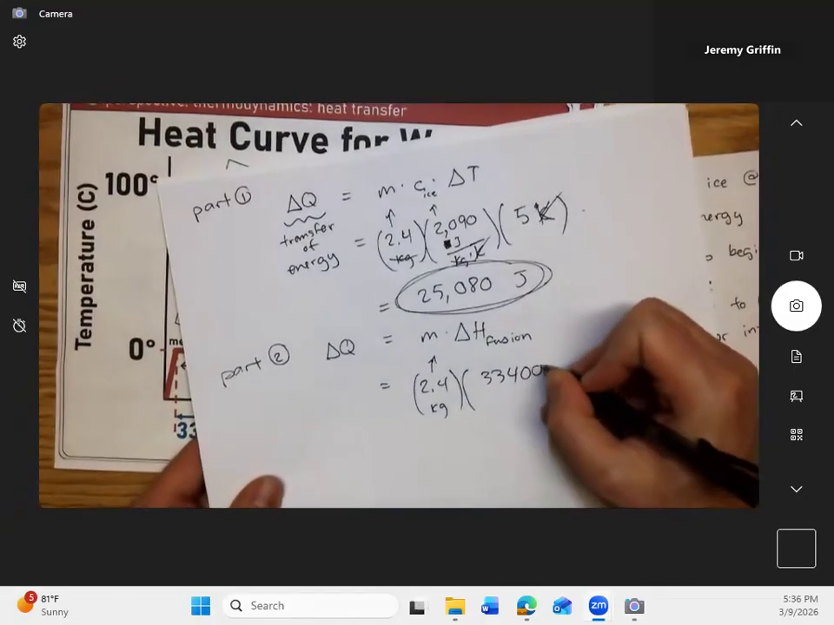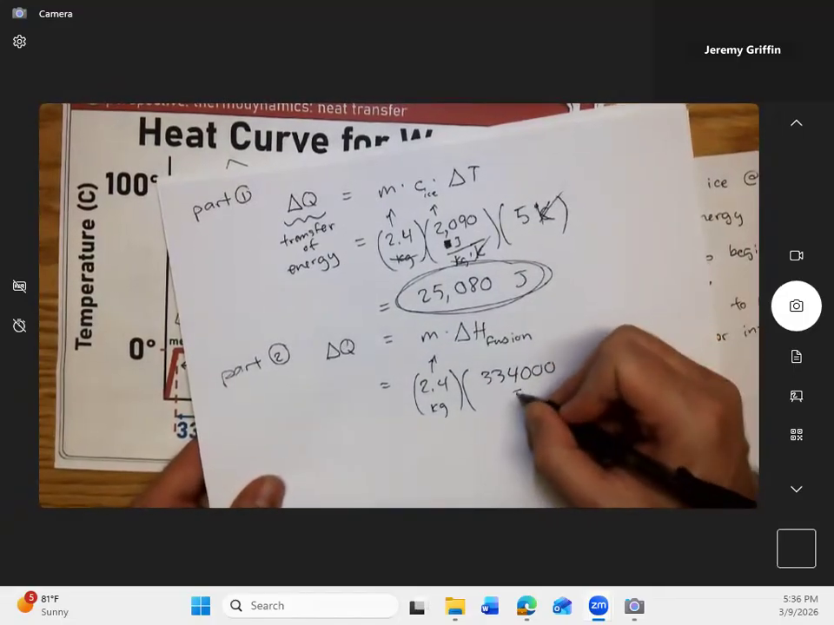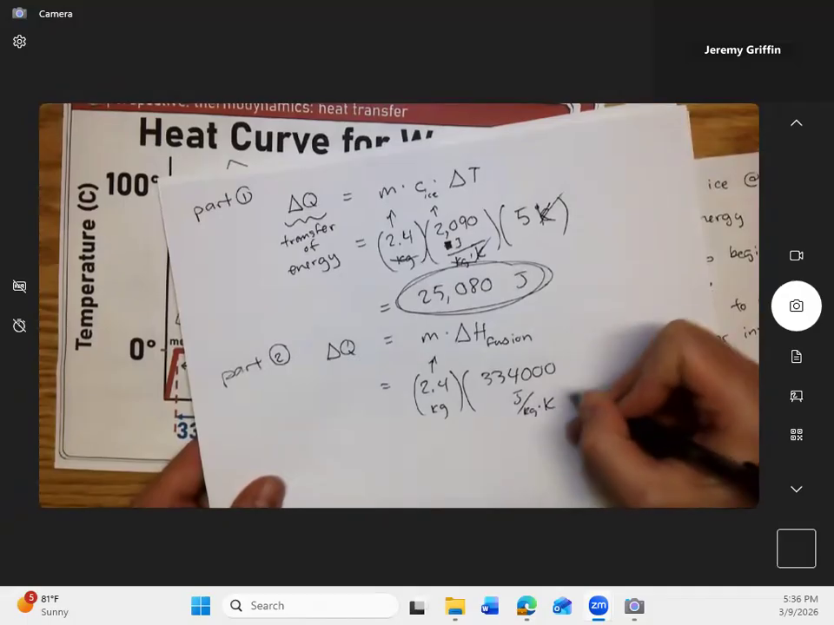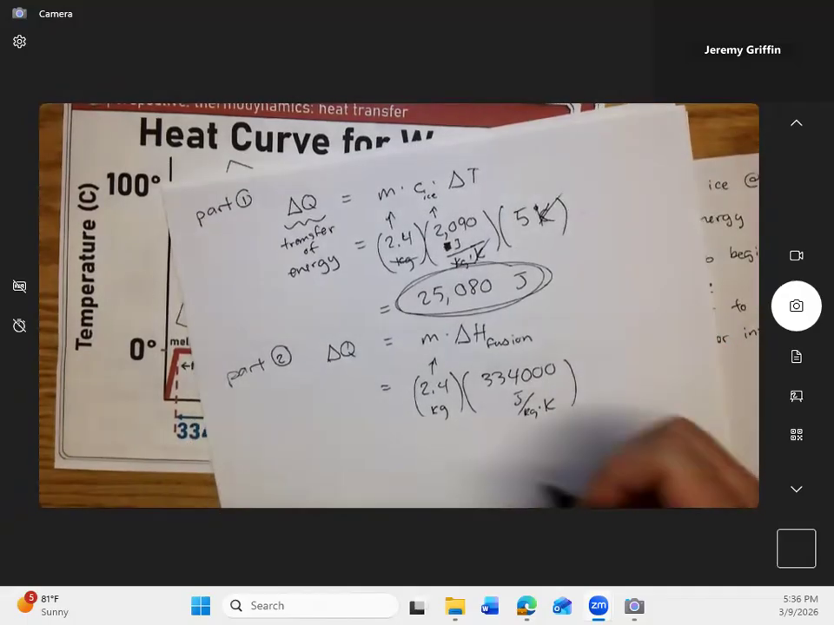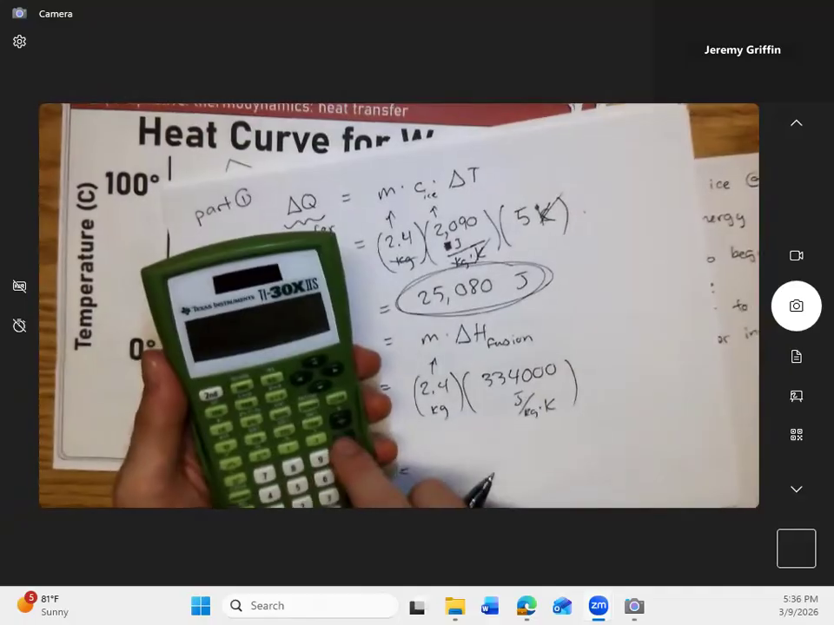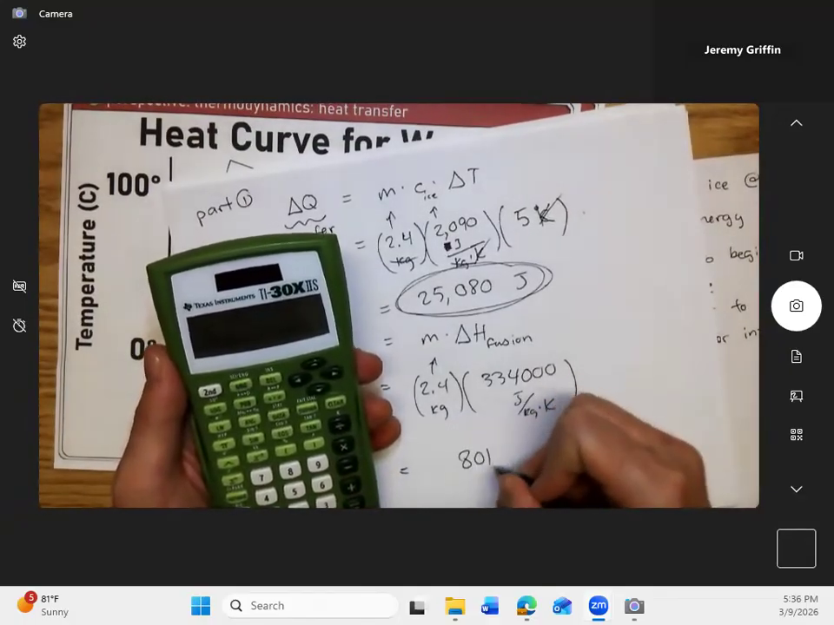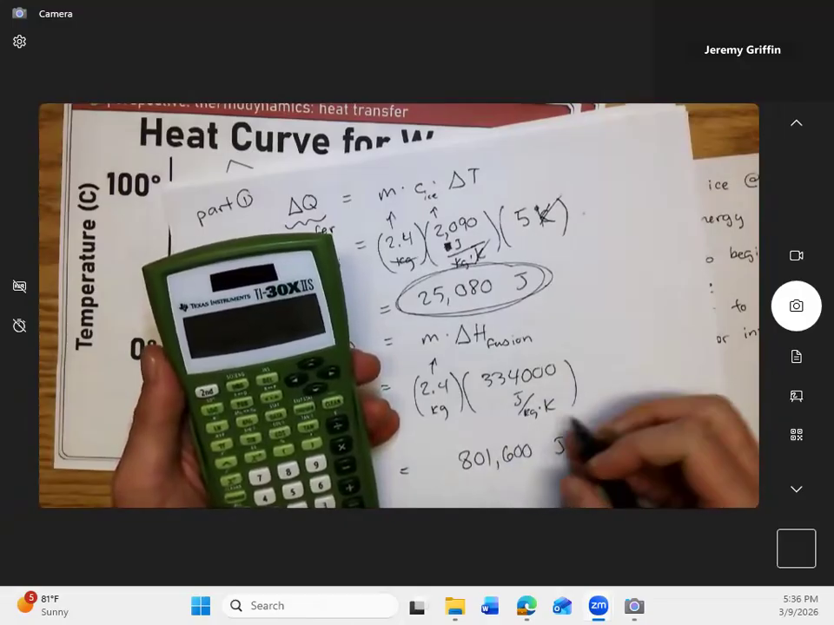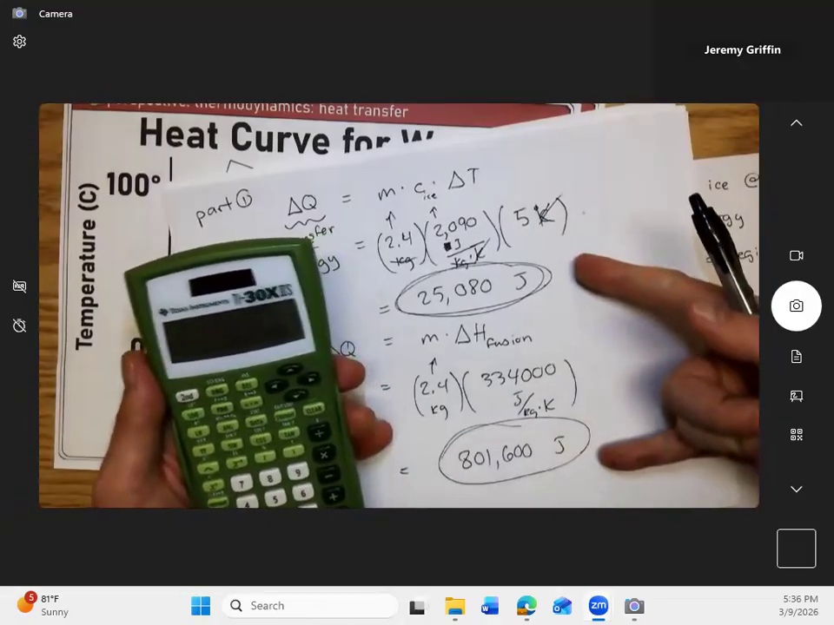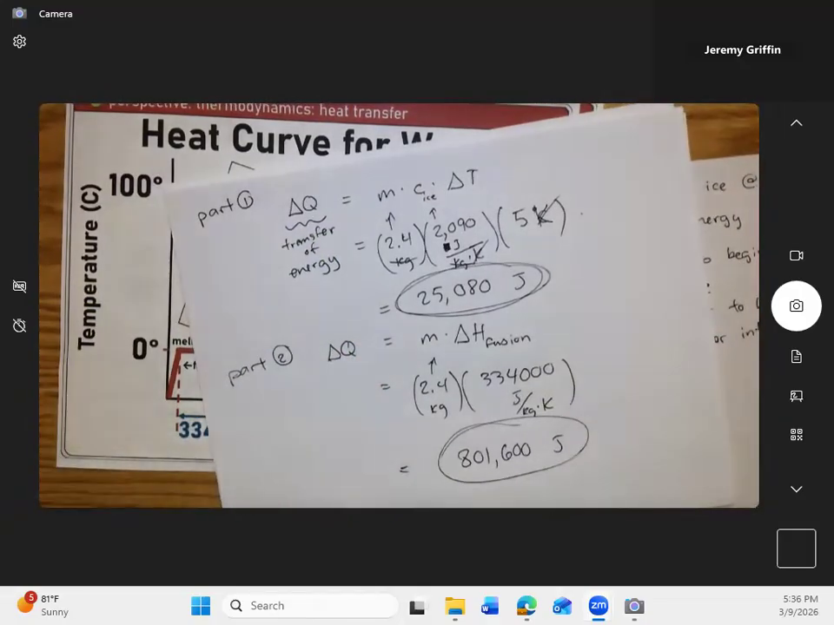So I'm going to say times 1,000 to make it joules per kilogram Kelvin. Yeah, got rid of the kilo. And so what's this number? What's 2.4 times 334,000? I'm looking at 801,600 joules. Okay, so a lot more energy. It's many times more energy to get all the ice to melt.